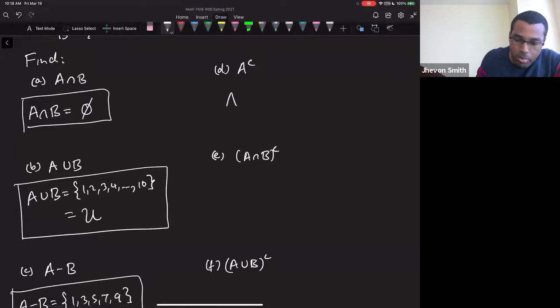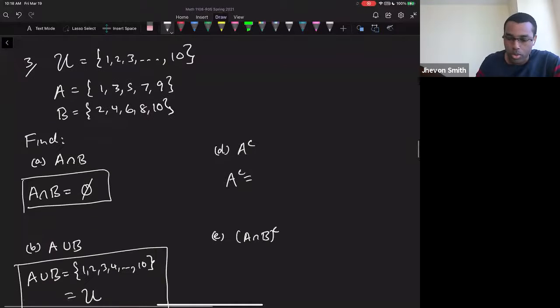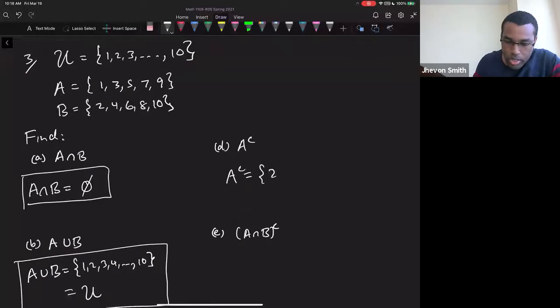What about A complement? Now remember the definition of complement. The definition of complement is everything in the universe that is not in this set. The universe is all numbers from 1 to 10. A is all the odd numbers from 1 to 10, which means A complement must be all the even numbers between 1 and 10. So this is going to be 2, 4, 6, 8, 10. In fact, that is the set B.